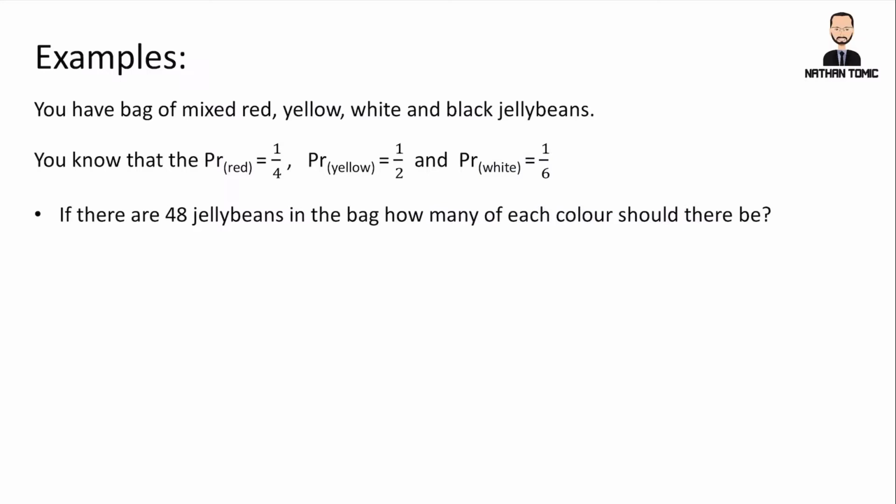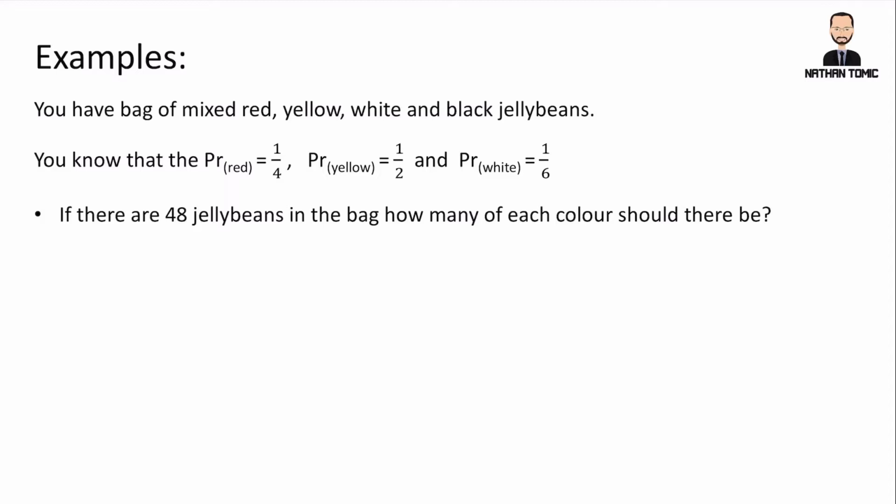So again, we got information for the red, the yellow, and the white, but we don't know about the black yet. So we're going to use the fact that we know these probabilities and we know the total amounts, we know the size of the set of values in total, to try and work out how many of each colour there are, so we can then work out the leftover ones being the black jelly beans. So let's have a look. So the probability of red is 1/4. So we know that 1/4 then of the 48 jelly beans have to be red.